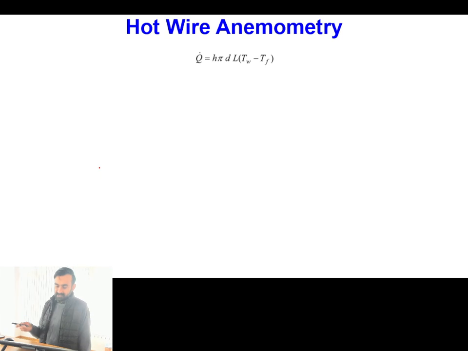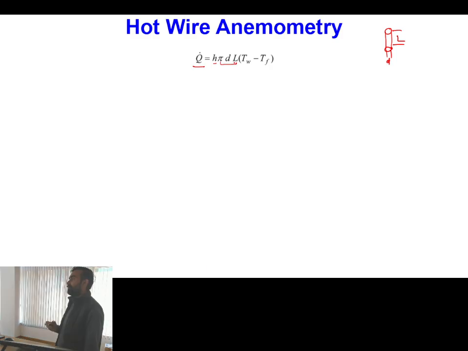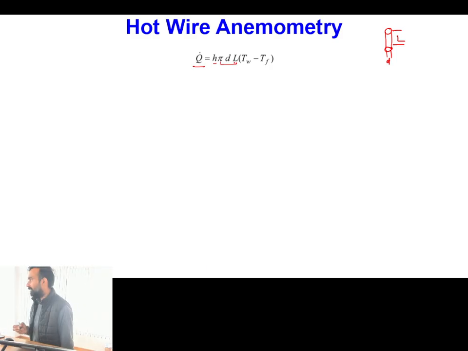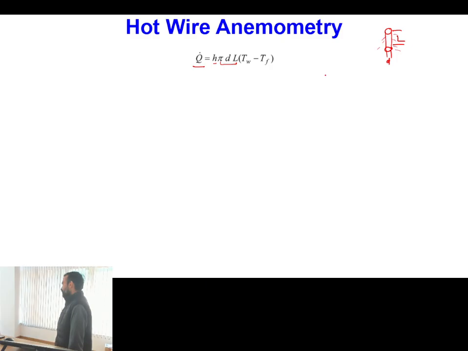so you can see the rate of heat transfer using Newton's law of cooling, because we are considering over here a cylindrical wire of diameter d and length L. So Q will be h A. A for a cylindrical wire will be pi d into L, because heat transfer will be taking place from all this surface of the wire. Okay, and T_w is the temperature of the wire minus T_f is the temperature of the fluid medium.